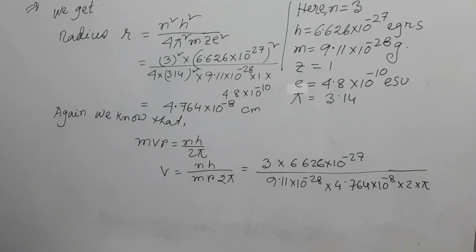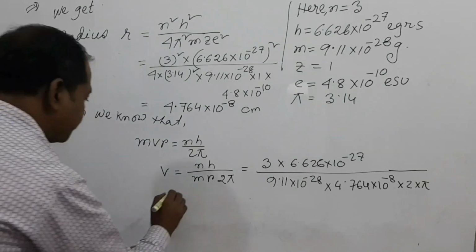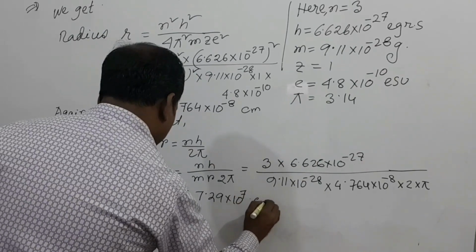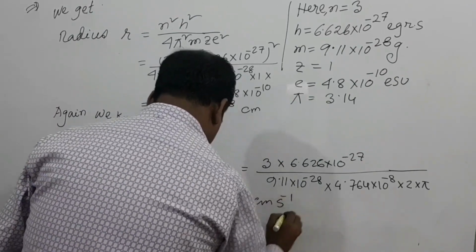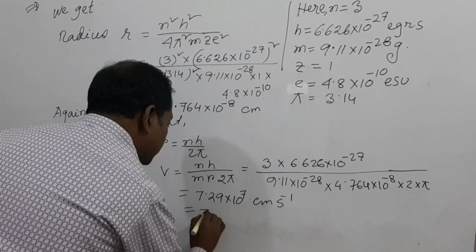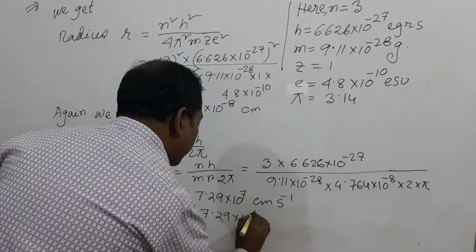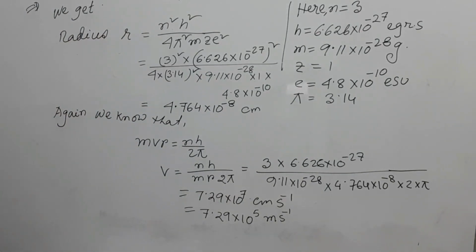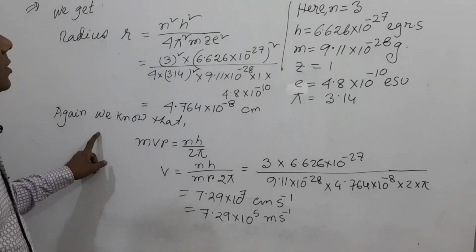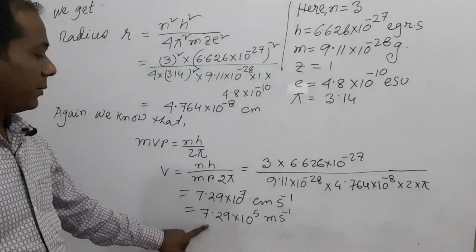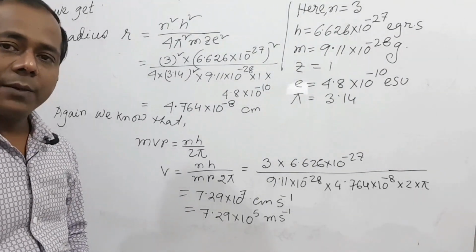So the value is 7.29 into 10 to the power 7 centimeter per second. If we convert this value to meter per second, then we get 7.29 into 10 to the power 5 meter per second. So my dear students, we can say that the velocity of the moving electron is 7.29 into 10 to the power 5 meter per second.